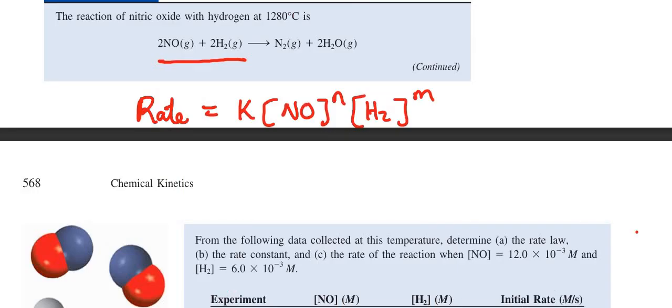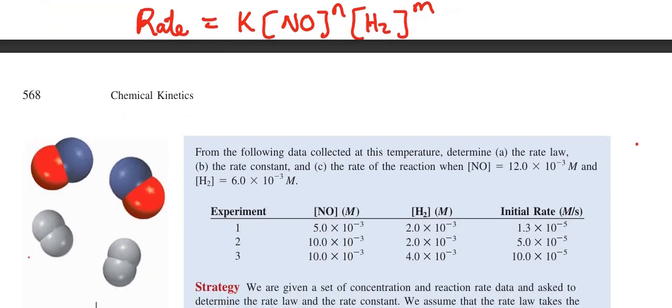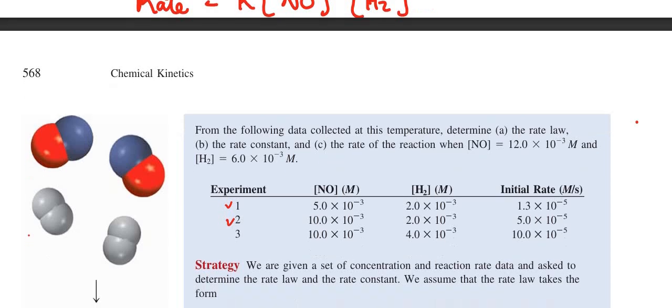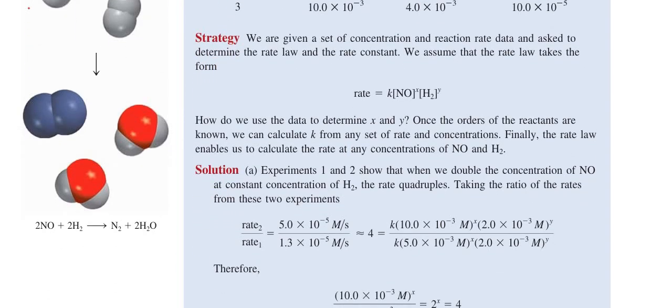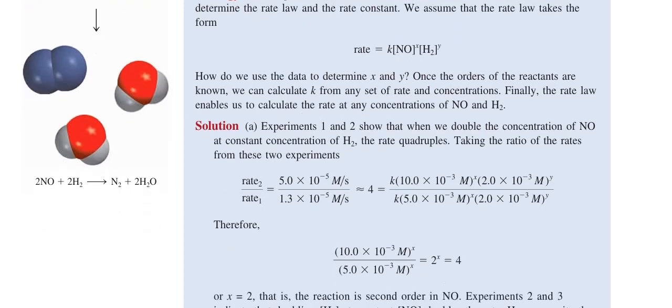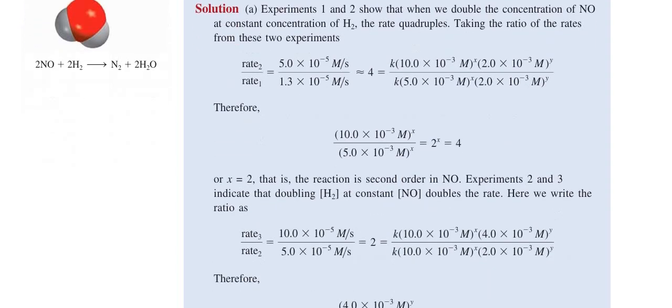Okay, I hope you've attempted it. We are going to choose 2 experiments where one concentration is kept constant and one is changing. So we're going to pick experiments 1 and 2, because the concentration of hydrogen is kept constant. We divide rate 2 by rate 1, and this gives the order of nitrogen monoxide. They used the letter X, and they got X to be 2.